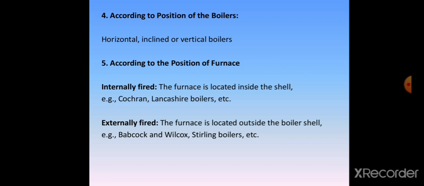Now, according to the position of the furnace, there are two types: internally fired and externally fired. In the case of internally fired, the furnace is located inside the boiler shell, like in the Cochran and Lancashire boilers. In the case of externally fired, the furnace is placed outside the boiler shell. Only the hot flue gases go inside the boiler shell, and this happens in the Babcock and Wilcox boiler.